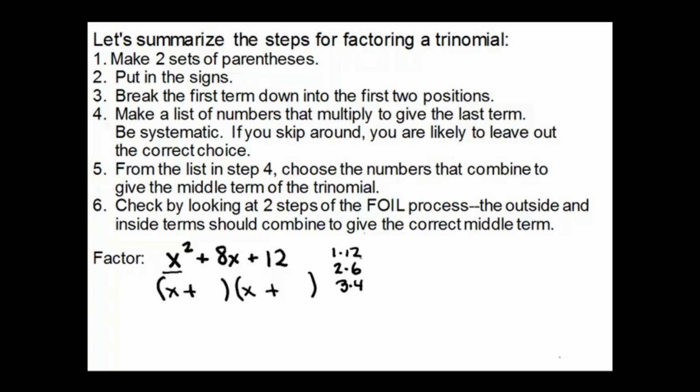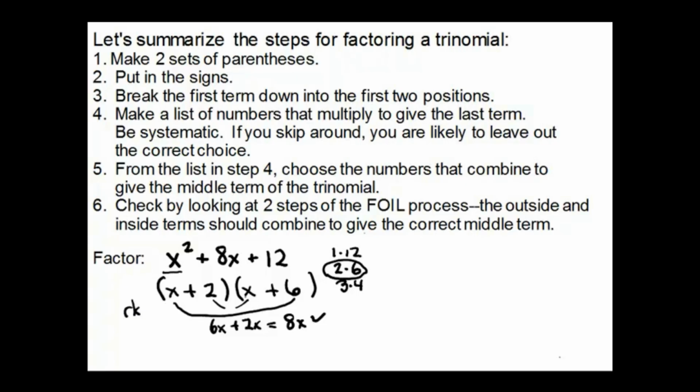We look at the first one, 1 plus 12 gives us 13. That doesn't work. 2 plus 6 would give us 8. That one is going to work. Let's make sure the other one does not. 3 plus 4 is 7. So we want the 2 plus 6. Put them in, and we'll just check on the outside and the inside. Outside gives us 6x. Inside plus 2x. And these combine to give us the 8x. So we have the correct choice.